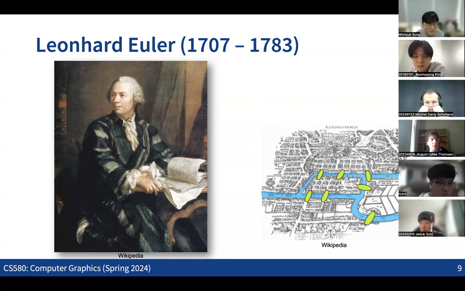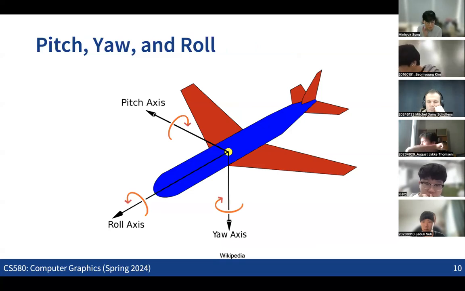He was a Swiss mathematician in the 18th century who introduced many interesting ideas about representing rotations. We're going to see what he has done in terms of the representation of 3D rotations today. The simplest idea for describing any 3D rotation is to have 3 numbers, one along each of the x, y, z axes.